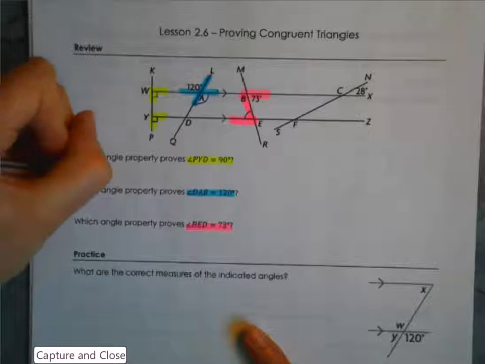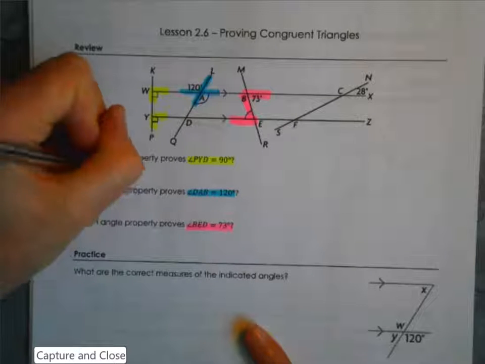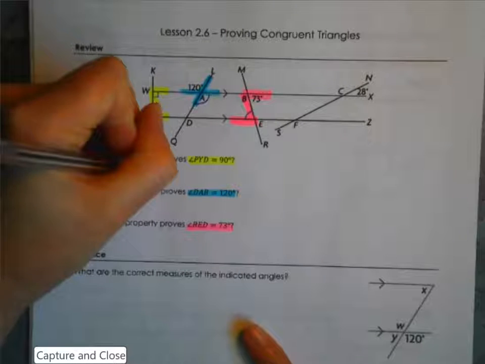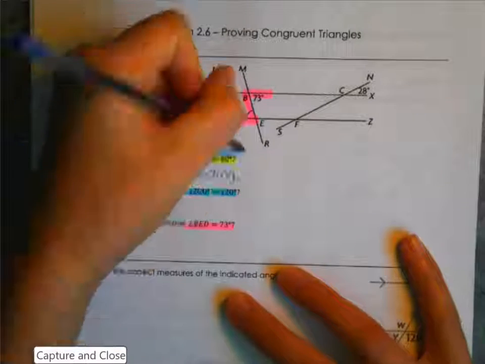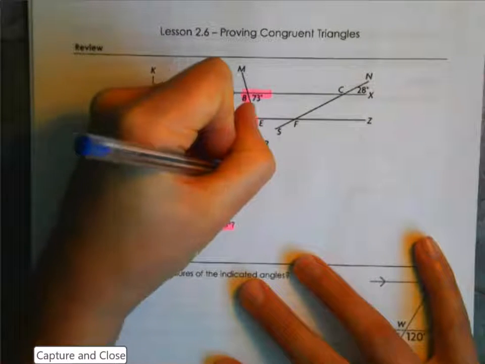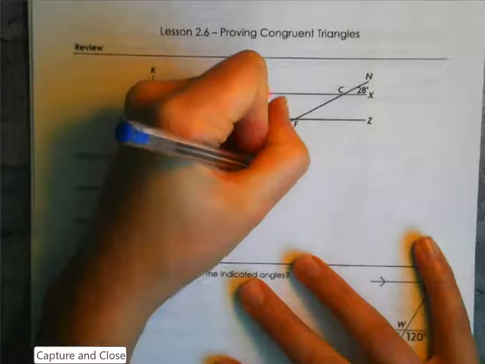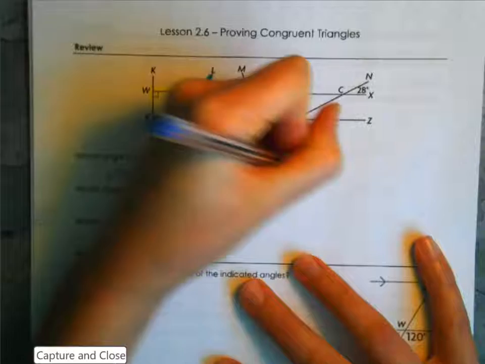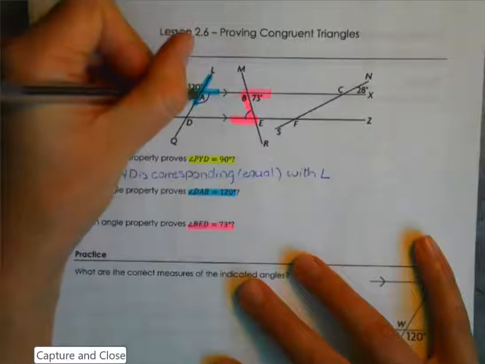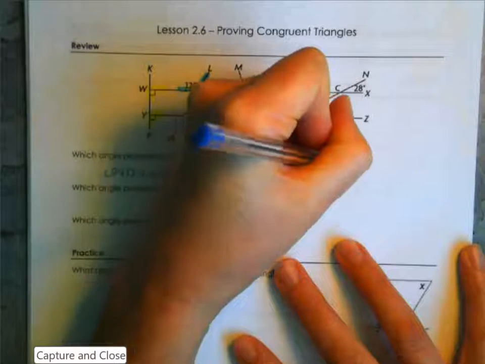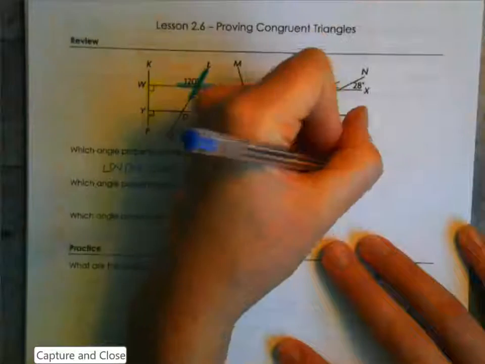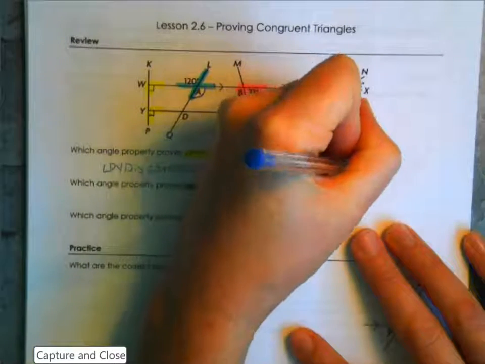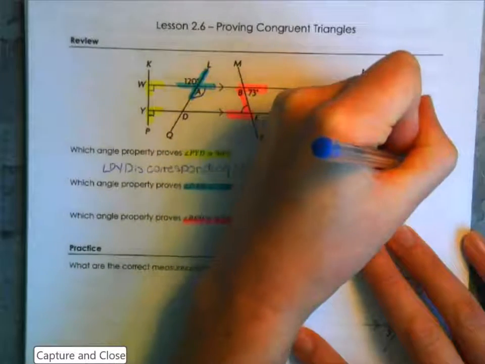So we can say angle PYD is corresponding, which means equal, with angle PWA, our other set of letters that connect that. So angle PYD is corresponding or equal with angle PWA on parallel lines. So that shows us that those angles would be the same.